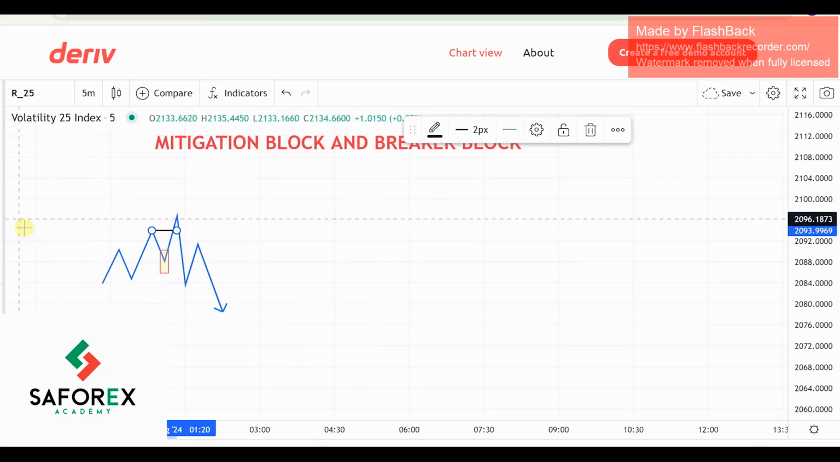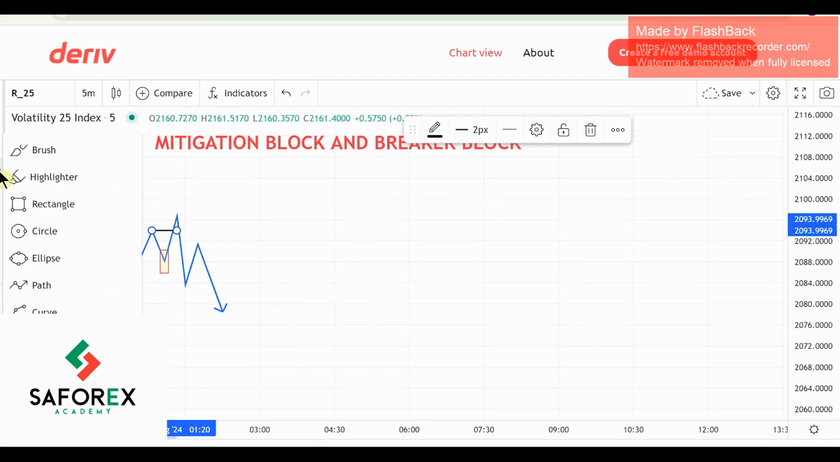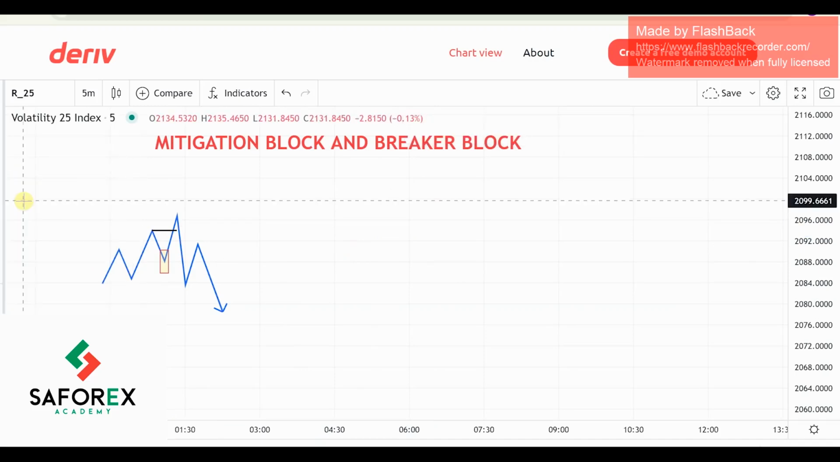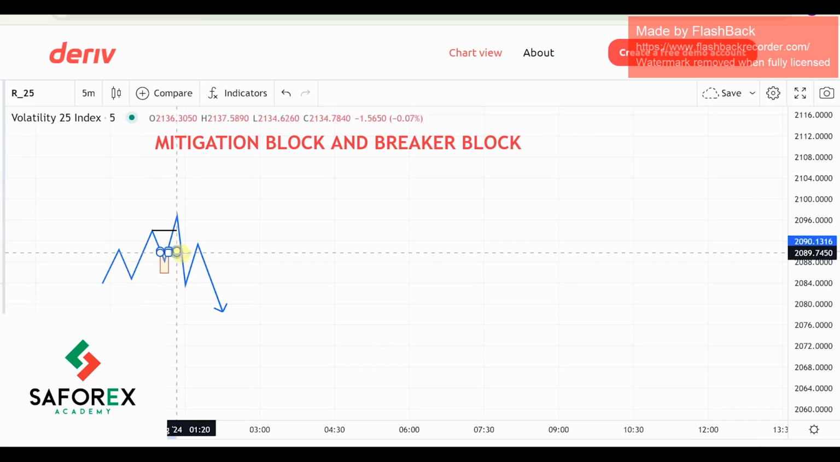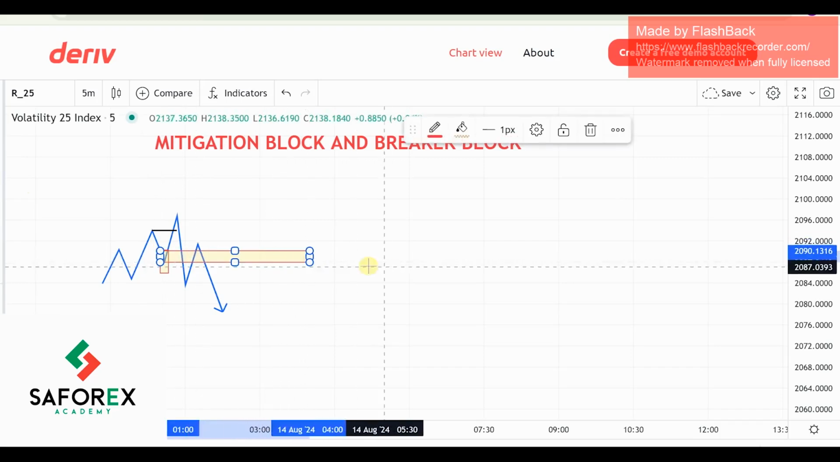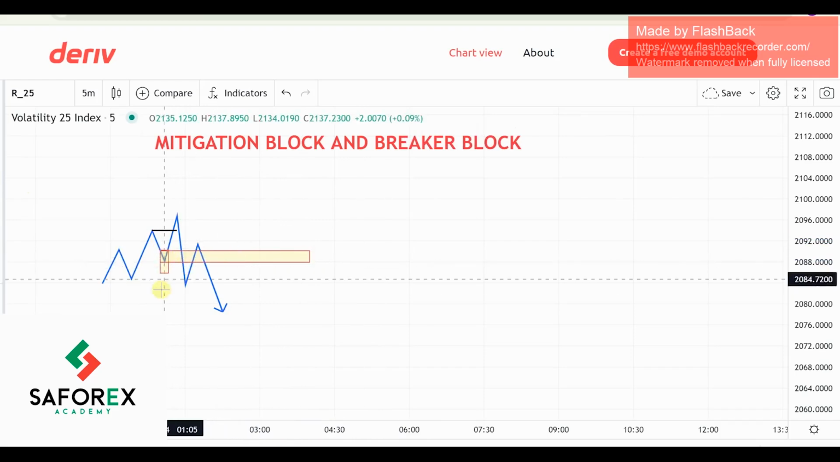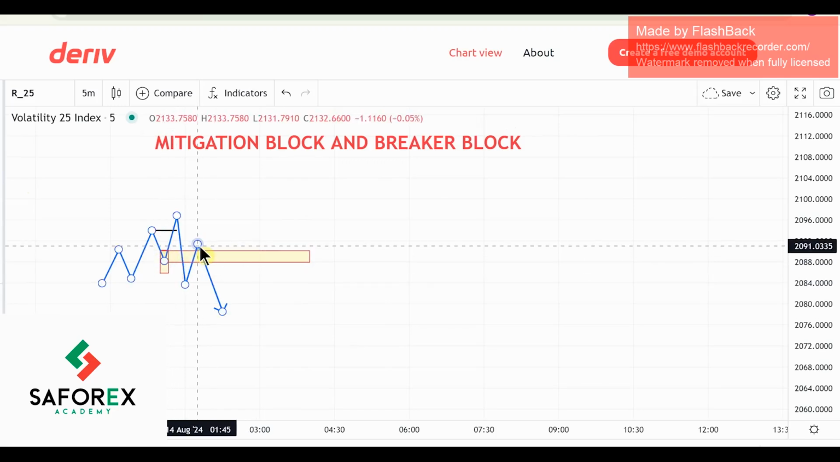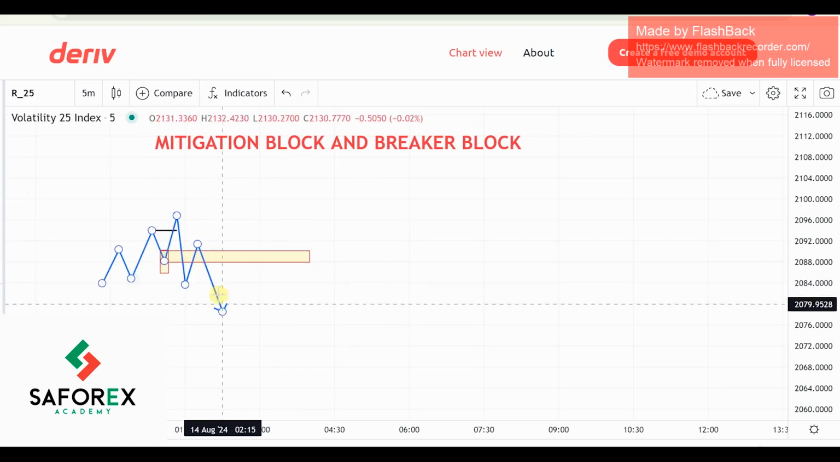So where you are waiting for your entry is this. You are waiting for the market price to come back to this block here, and you pick your entry. Once you see price break down like this, you are waiting for the market to come back to this block here, and you pick your entry for a sell.